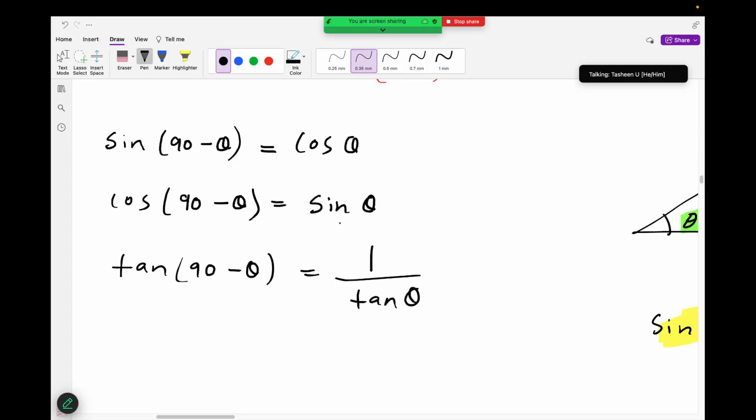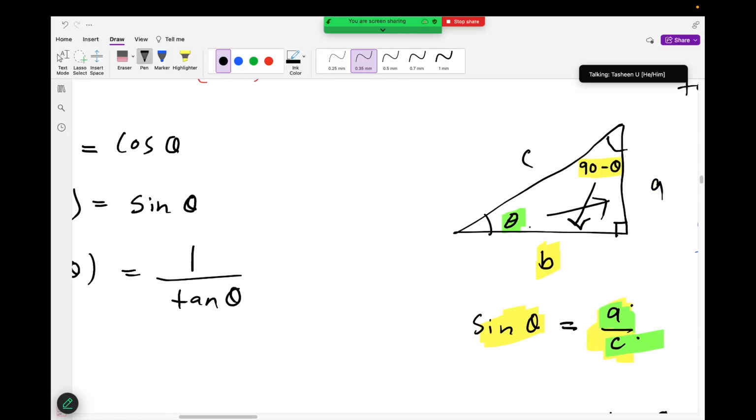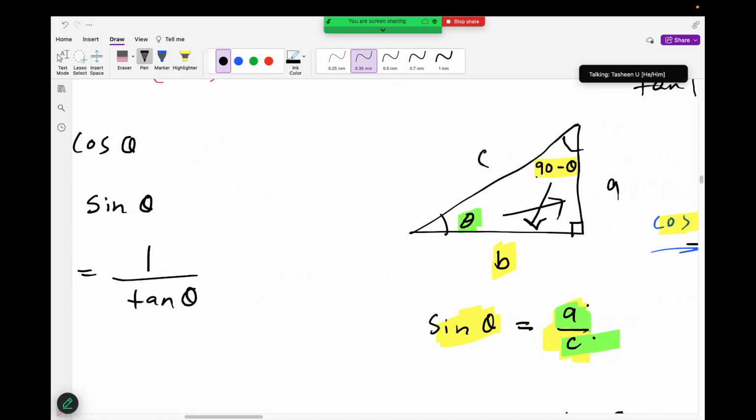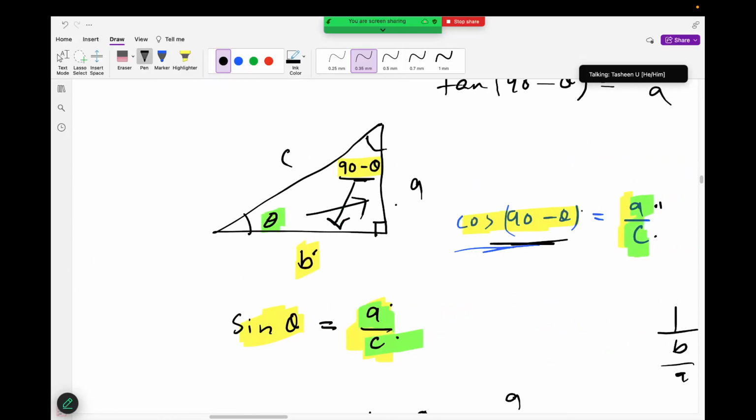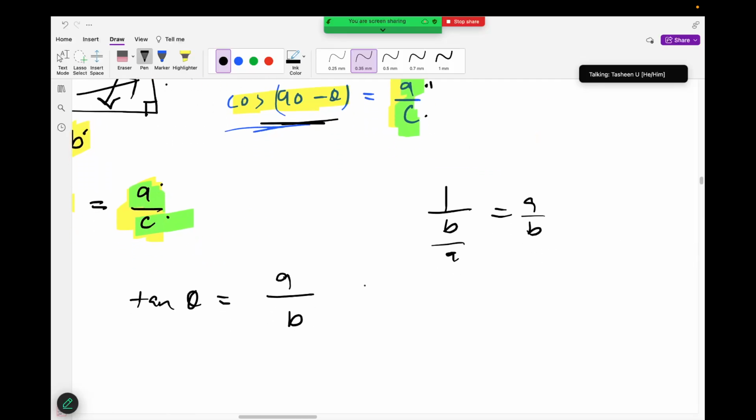Similarly, cos 90 minus theta will be sine theta. And tan 90 minus theta is 1 by tan theta. You know how? Find tan 90 minus theta. It is b by a. So b by a is just the inverse of a by b. You understand?